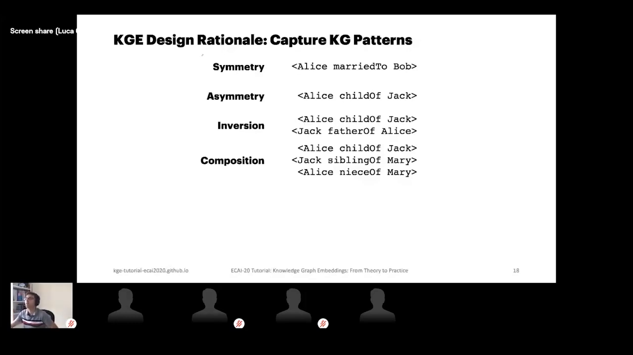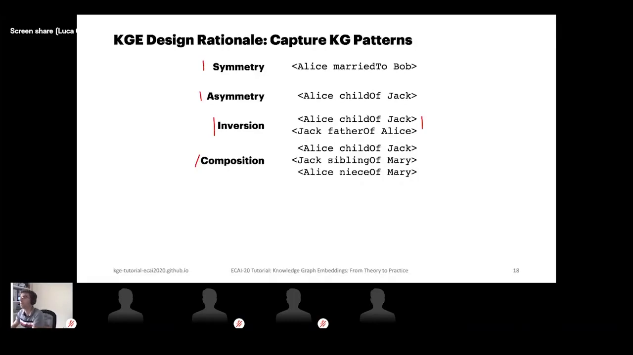And that happens if the model is expressive enough, right? And with expressive, I mean the model must be able to capture a lot of knowledge graph soft properties. For example, the fact that facts may be symmetric, like in this case, or they may not, like Alice is a child of Jack. There may be a lot of inverse relations, like Alice child of Jack, but Jack father of Alice. This is called inversion. It happens quite often in knowledge graphs, or they may be composite relations. For example, if I know that Alice is child of Jack and Jack is sibling of Mary, it means that Mary is the aunt of Alice, right?